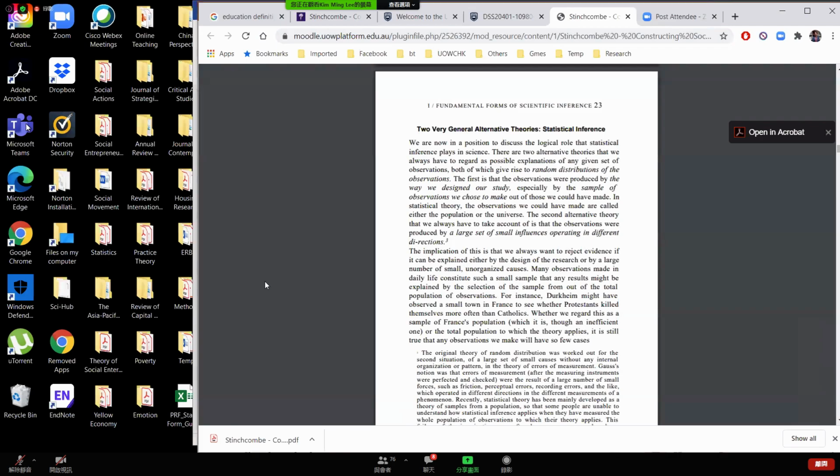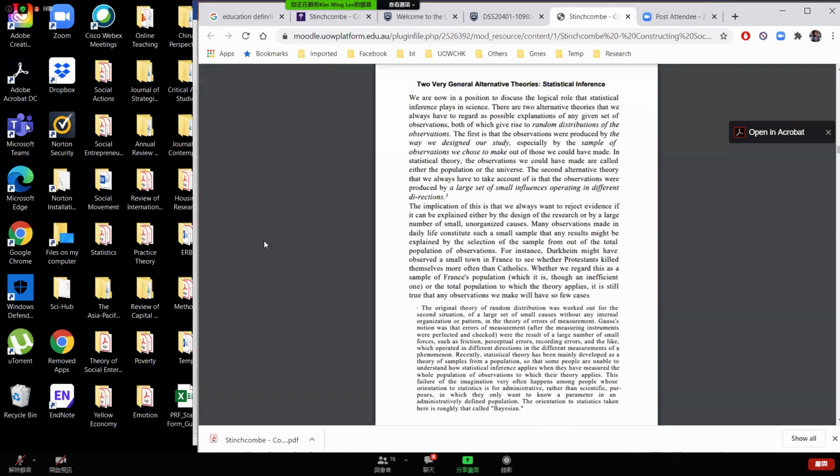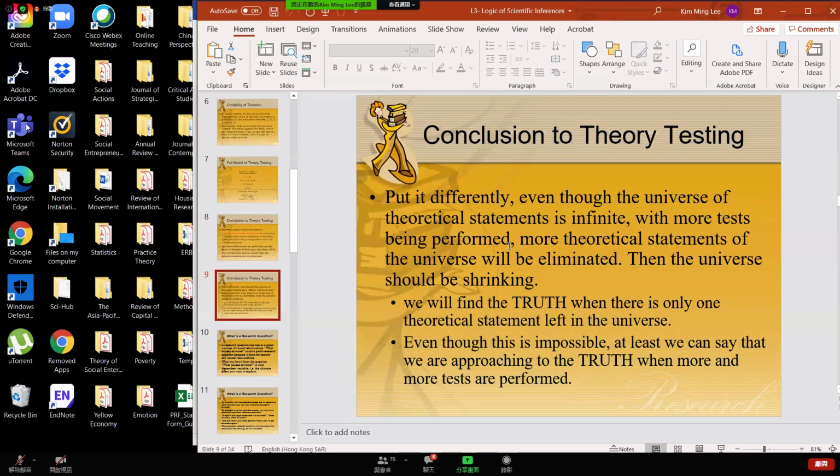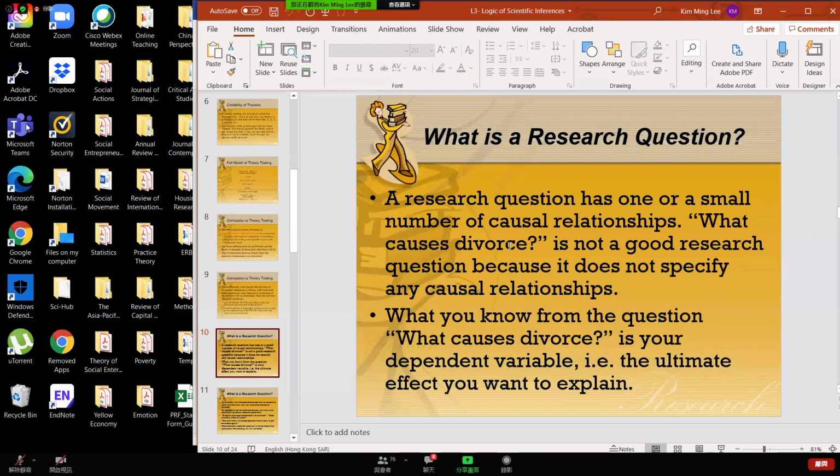Now we go to another part of the quantitative research. That is how to formulate a research question, okay? So in your assignment, one of the assignments is to write a research proposal, and for every research proposal, you start from a research question. So a research question has one or a small number of causal relationships. For example, what causes divorce?